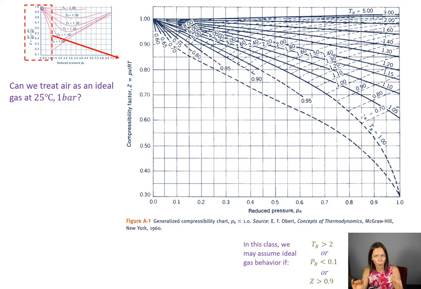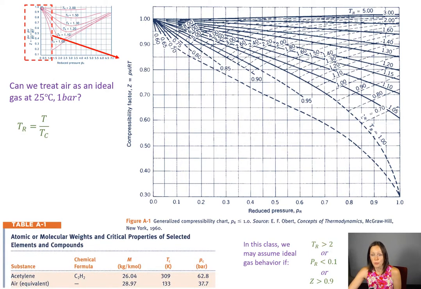So that's "or," right? If just one of those conditions is met, then we're good to go. So let's check the first one. Check our reduced temperature. The first thing we need to do is look up our critical temperature. And remember, those critical temperature values are in table A1, and it looks like for air, the critical temperature is 133.